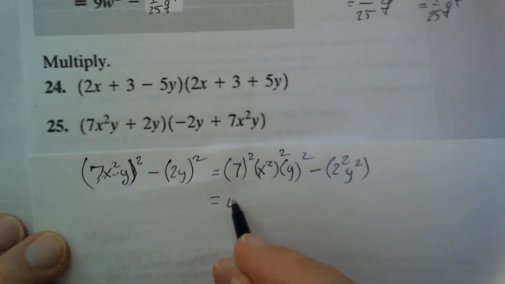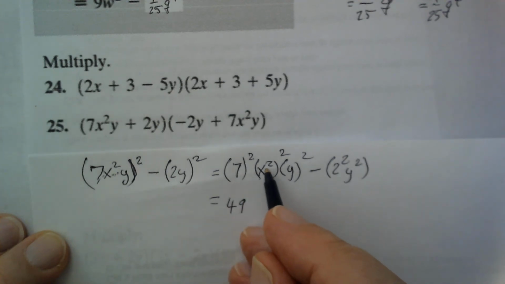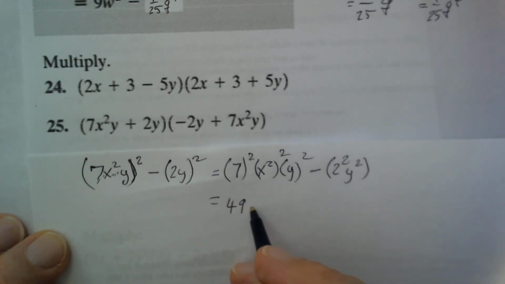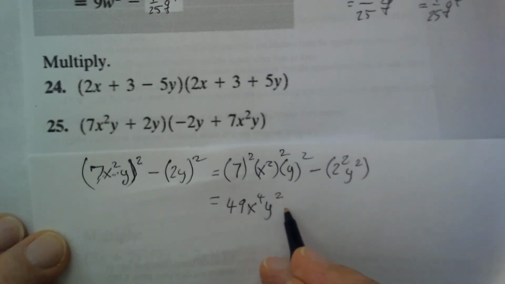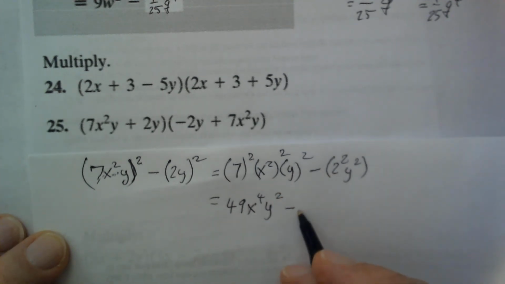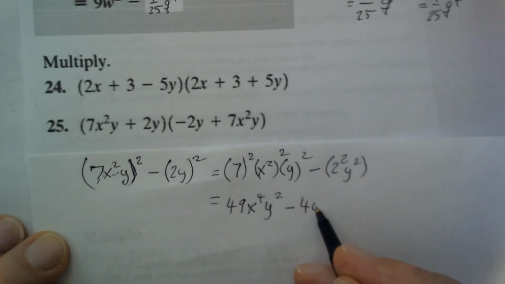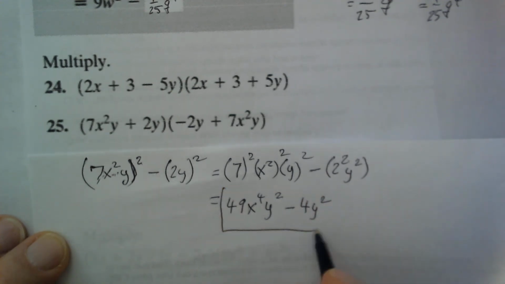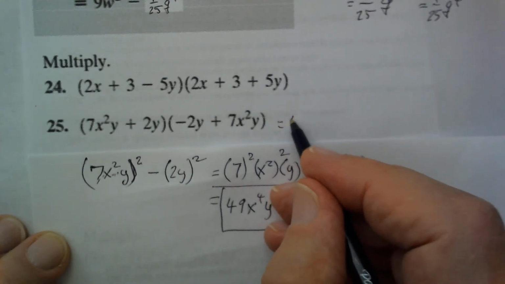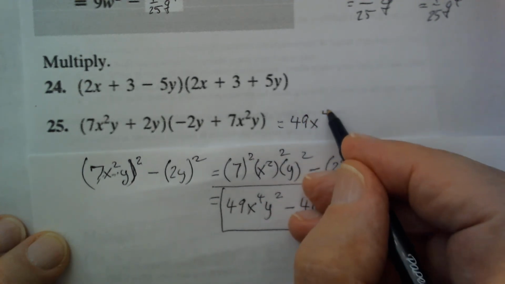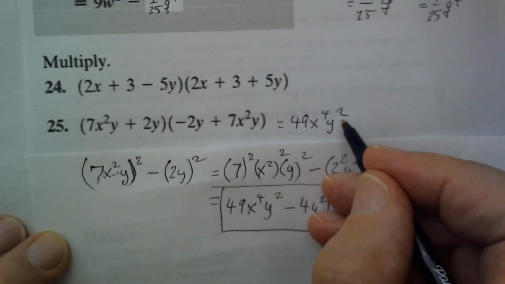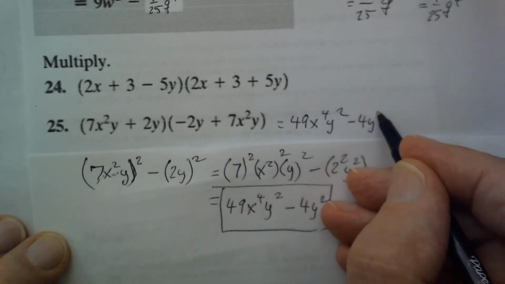So then we finally get 7 squared is 49. X squared raised to the second power. Remember, we multiply the exponents, so that would be x to the 4th, and that's simply y squared, minus, and then 2 squared would be 4, and y squared is simply y squared. So the answer here would be 49x to the 4th y squared minus 4y squared.